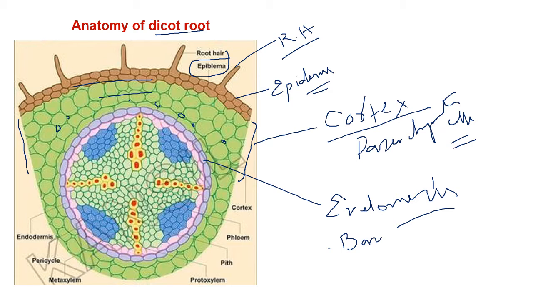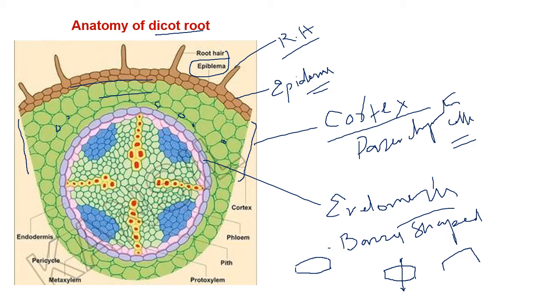What is a barrel shaped structure? Now if you look at these cells, you will see a structure like this. They are broader at the center and then narrower at the ends. These are barrel shaped. So the cells of endodermis are barrel shaped, like this.